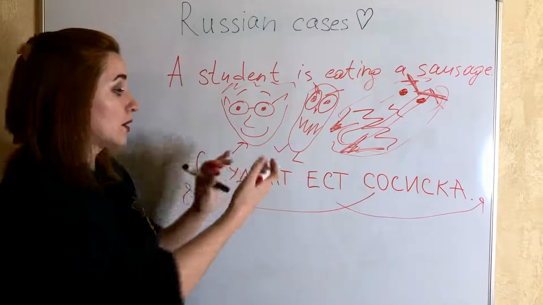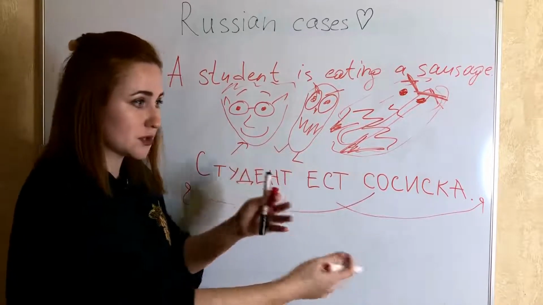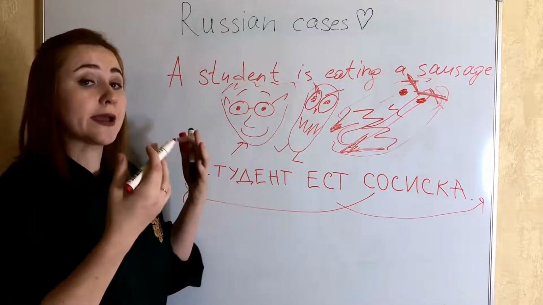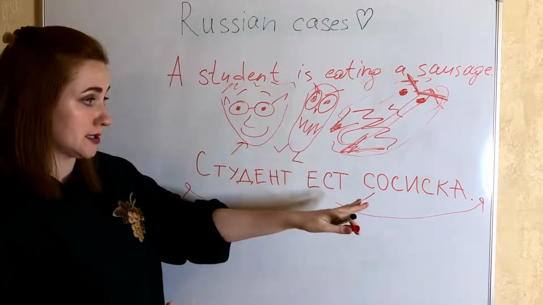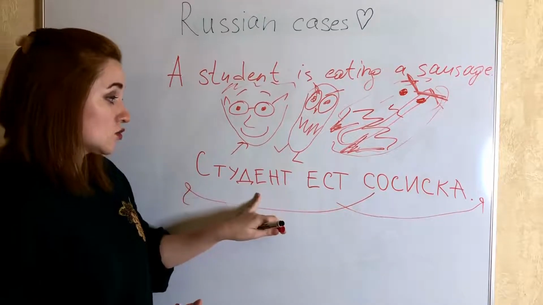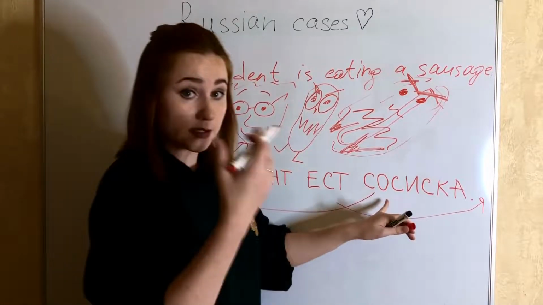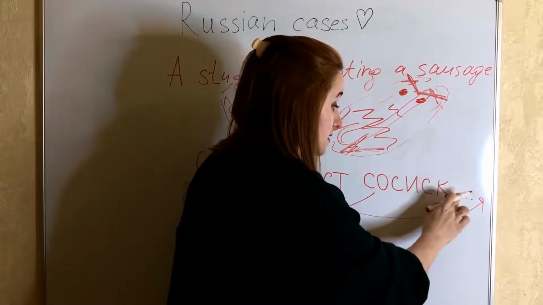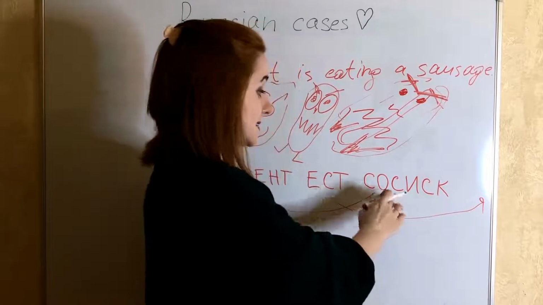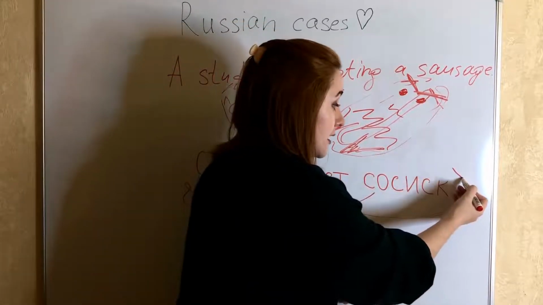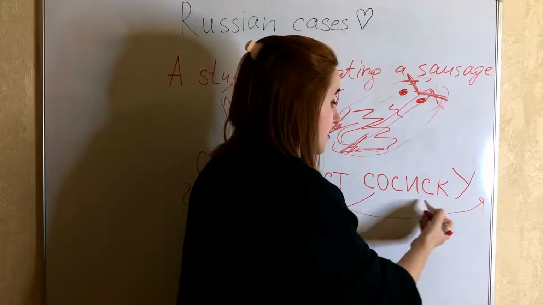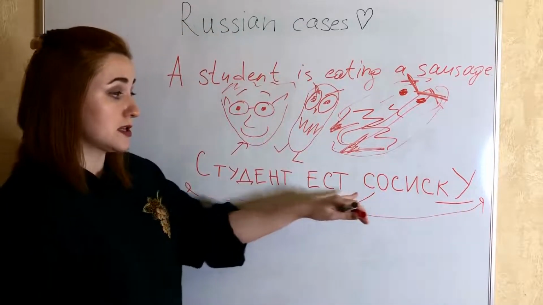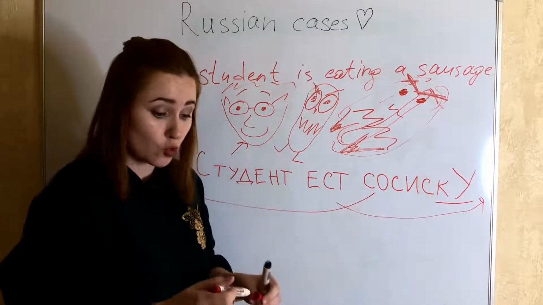So to know what's the object, what's the subject, what's going on. How do we show it? We show it by changing the endings. So you see, студент ест. A student is eating what? So we understand that a student is eating the sausage, and we change the ending. А turns to U. Студент ест сосиску.